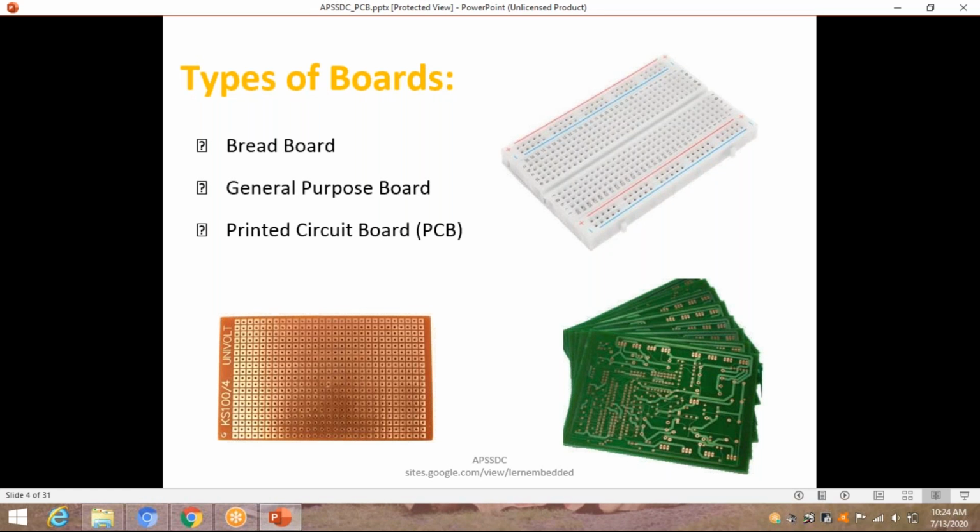We can start. These are the types of boards we have in the electronics base. Just give me a second, guys.